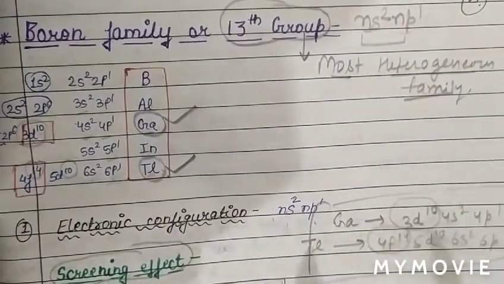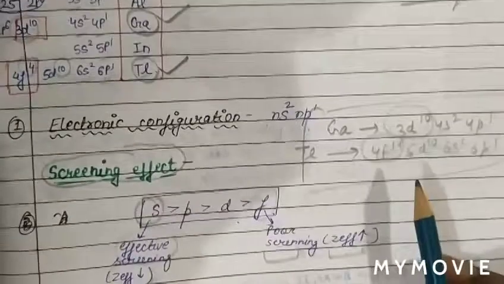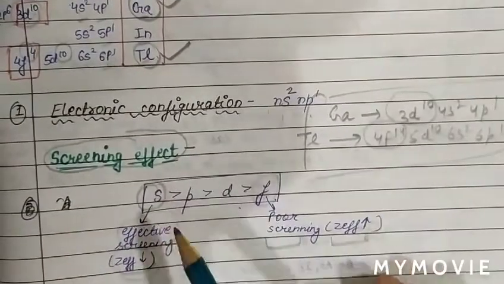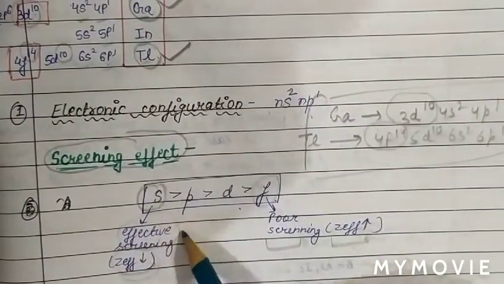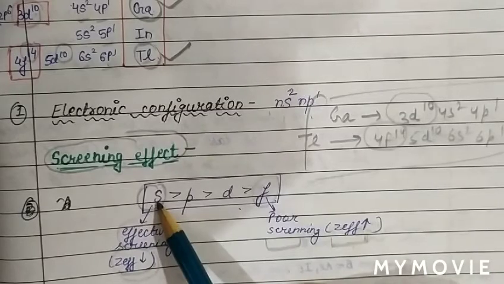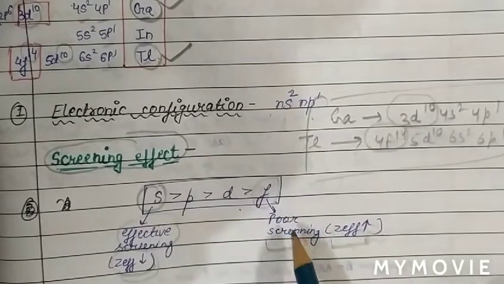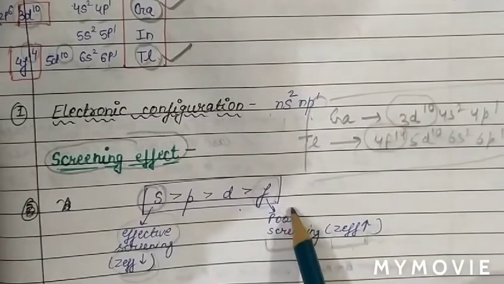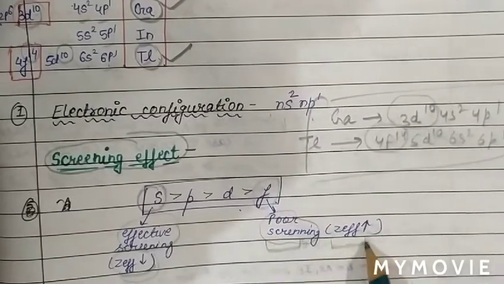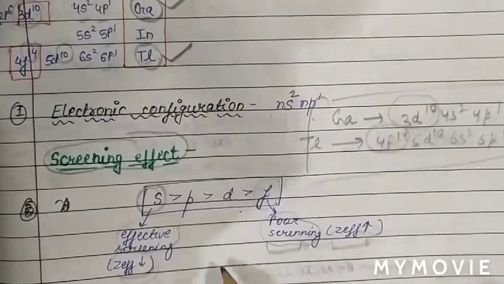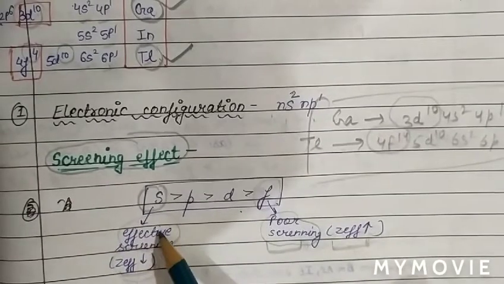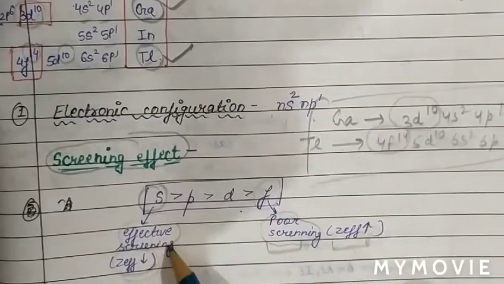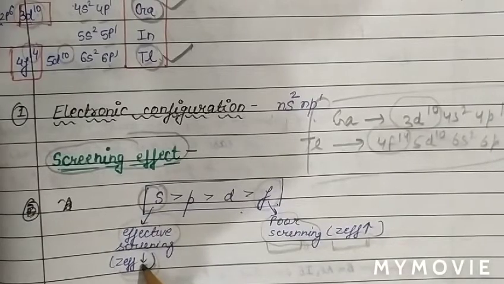And the screening effect: we know basically the screening effect for the s orbital is effective shielding, while there is poor screening or poor shielding in the case of the f orbital. And we know when there is poor shielding effect, then effective nuclear charge increases, and when there is effective screening, then Z effective decreases.